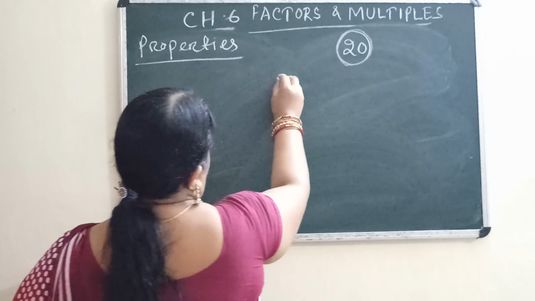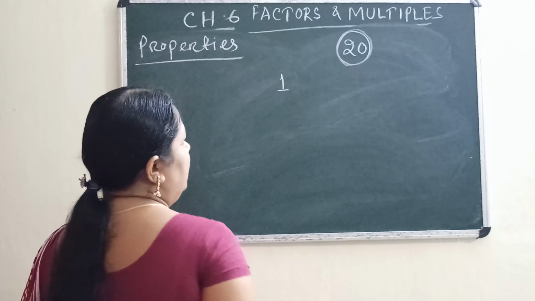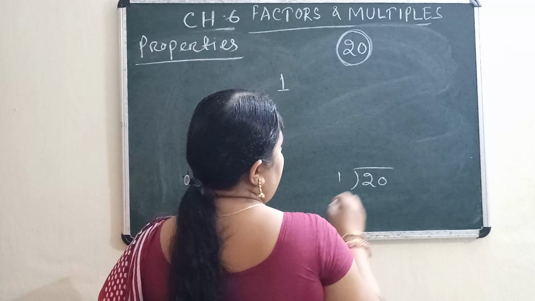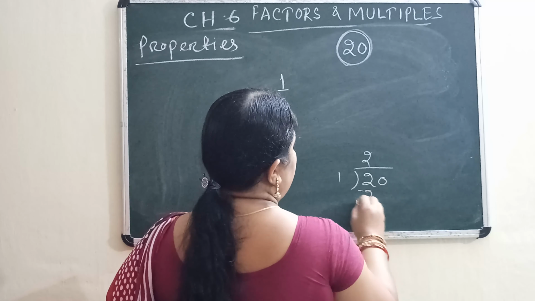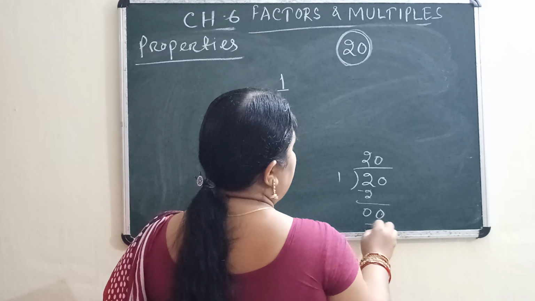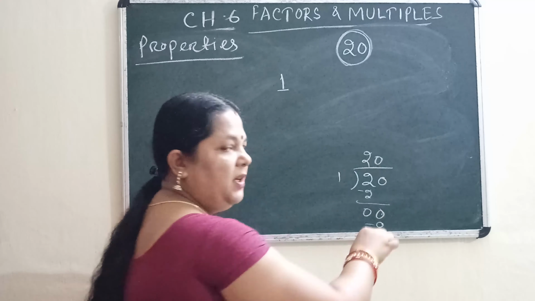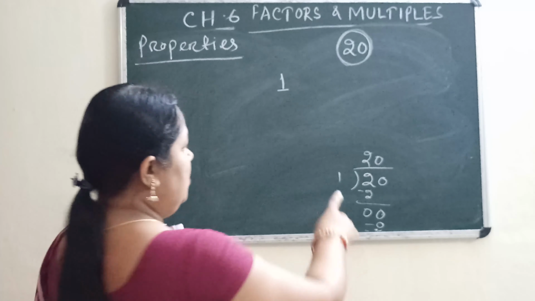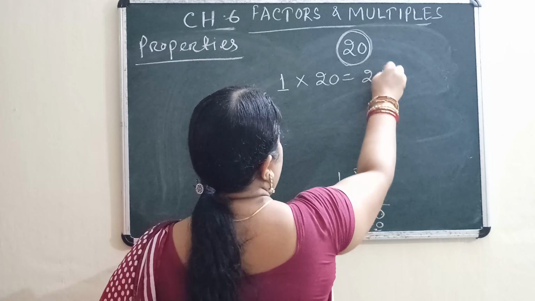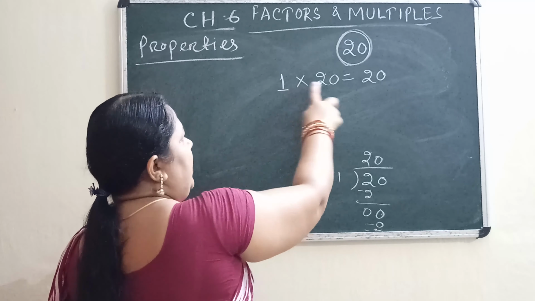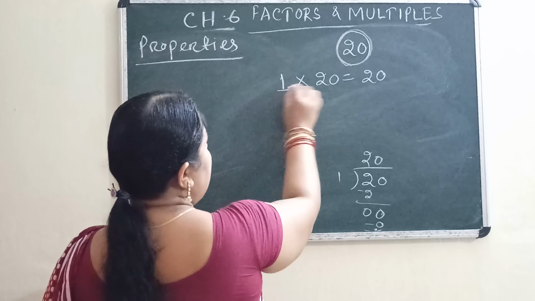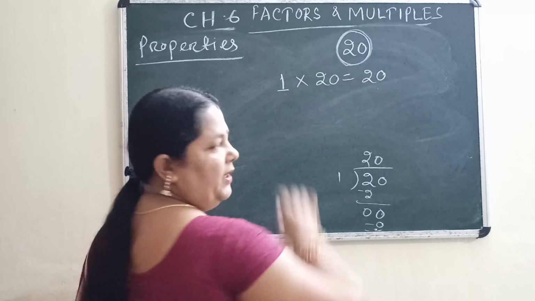So we will start from 1, because if we are dividing 20 by 1, then 1 2s are 2, 0, 1 0s are 0. We are getting remainder 0, that means it is completely divisible. Yes or no? So here 1 into 20 equals 20. 1 20s are 20, 20 1s are also 20. That means these two are factors of 20.